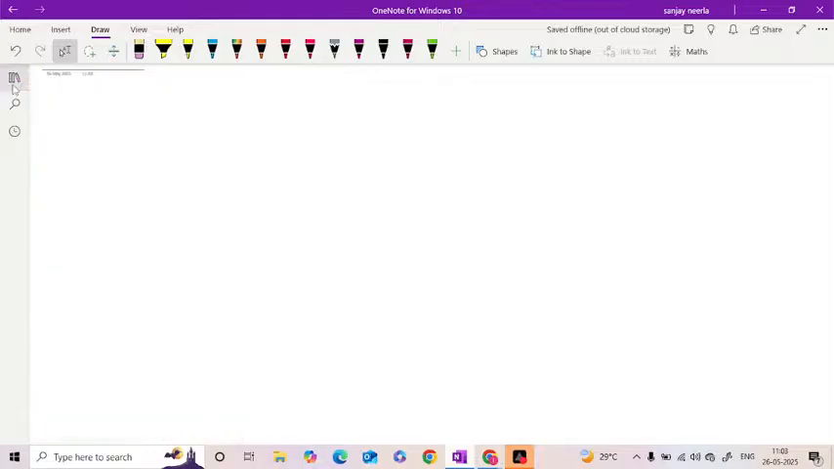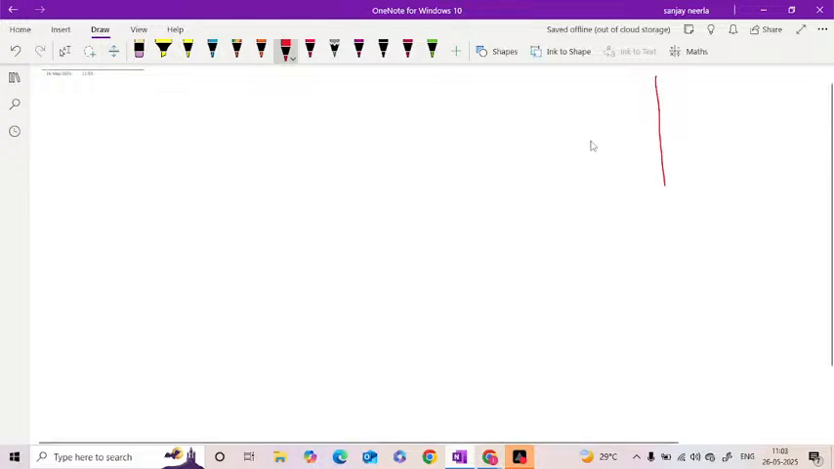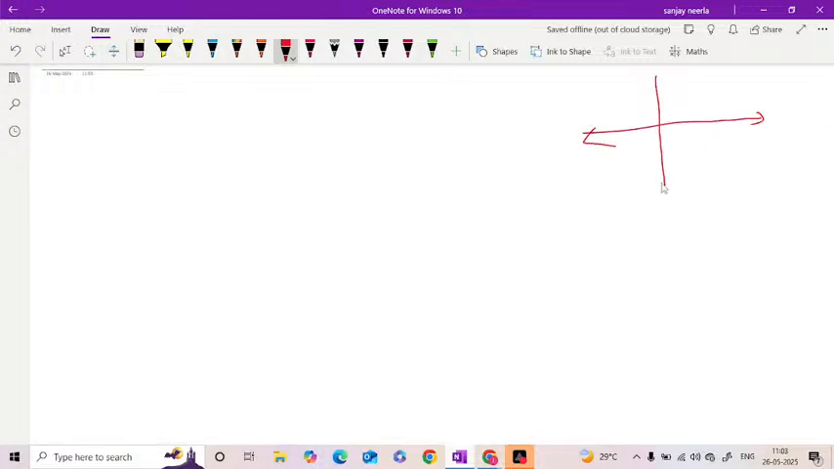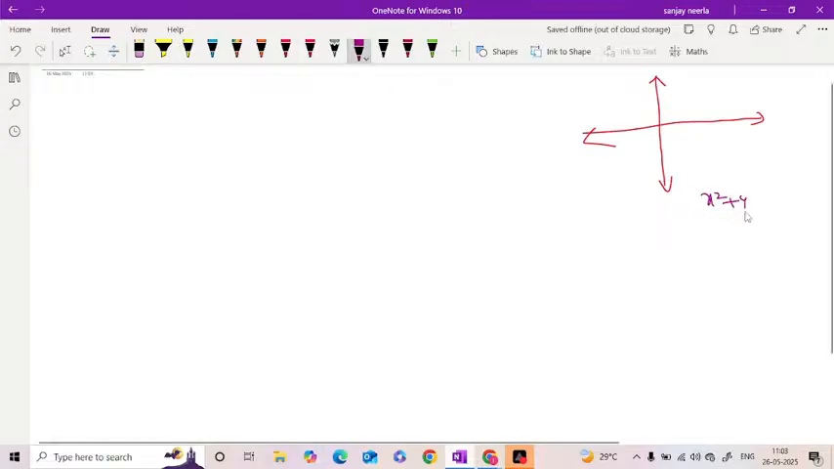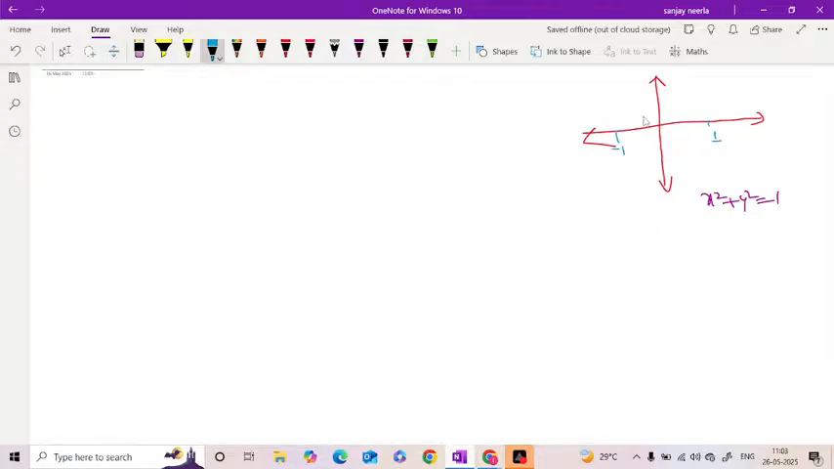Now here I am giving a curve like this. So assume this is the y-axis and this is the x-axis. I am taking the unit circle, x square plus y square is equal to 1. Now geometrically, assume this is 1, and this is minus 1, this is plus 1, and this is minus 1, and this is our unit circle.